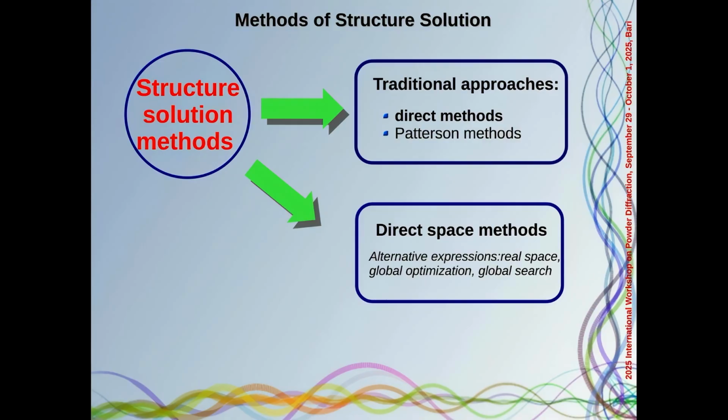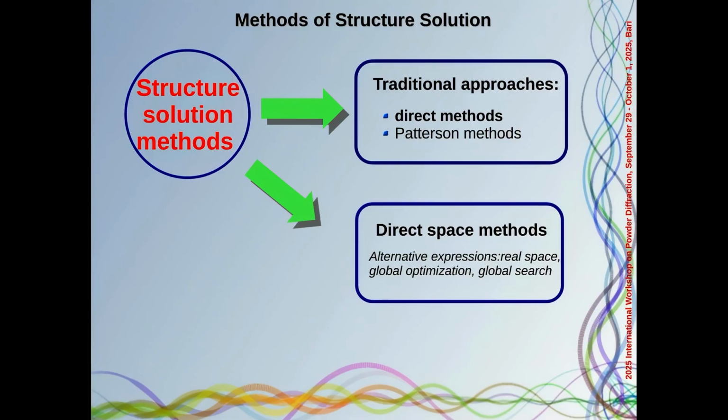In direct space methods, trial crystal structures are generated in the unit cell, and the suitability of each trial crystal structure is evaluated by comparing the experimental diffraction intensity with the diffraction intensity calculated from the trial model using an appropriate figure of merit. These methods have become widely available and popular.